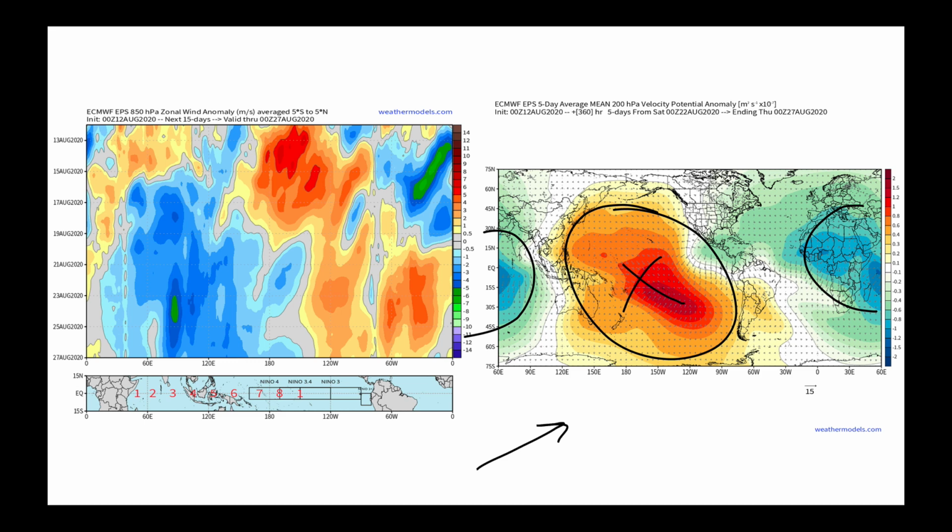Over the next 15 days, which is what we're seeing over here in what we call a Hofmüller diagram, what I notice is right in through here, there are some red colors showing up on this diagram. And in through here, we have the blue colors. Now, what does that mean?